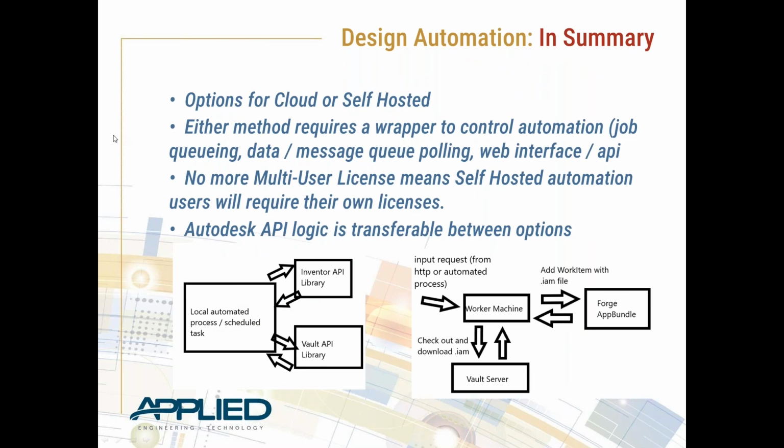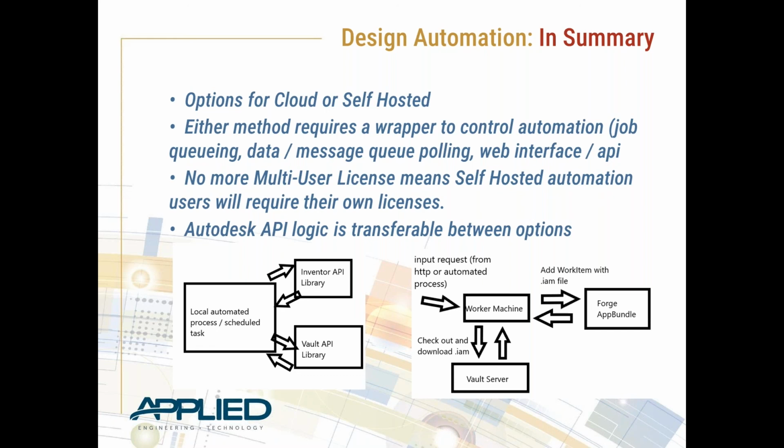So in summary, there's options for both, and no matter which way you cut it, you're going to need some kind of way to control the automation if it's not user kicked off. So the options, you've got job queuing with the job processor. You could use a message queue. You could pull data off of a database and respond to it. You could build a web API that handles all of it and sorts out where info needs to go, kind of like a central brain of the automation.